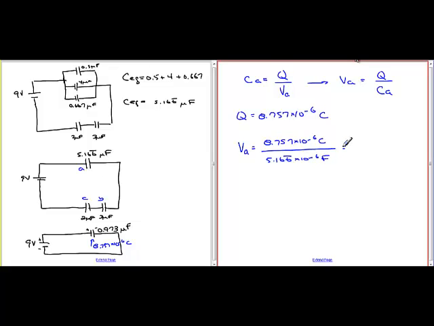So we take that, we divide by 5.1666666 e to the minus 6. We get 1.694 volts. So that's the voltage drop across this capacitor.